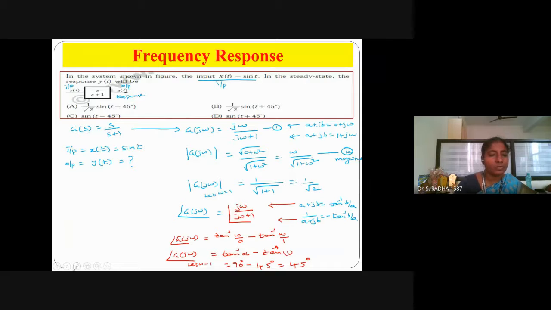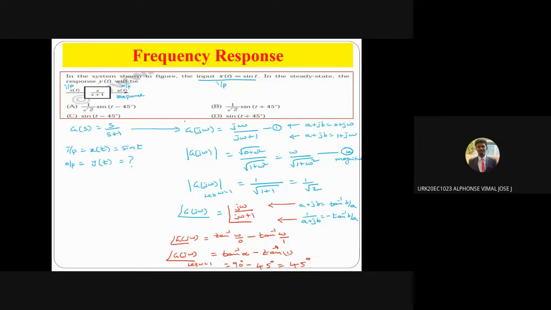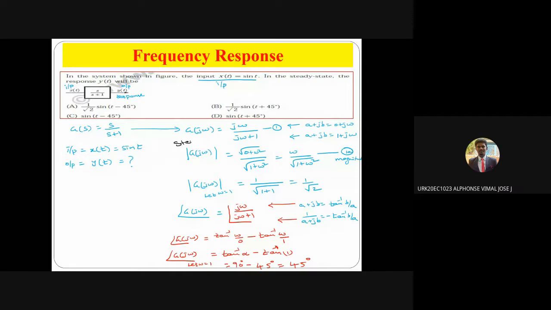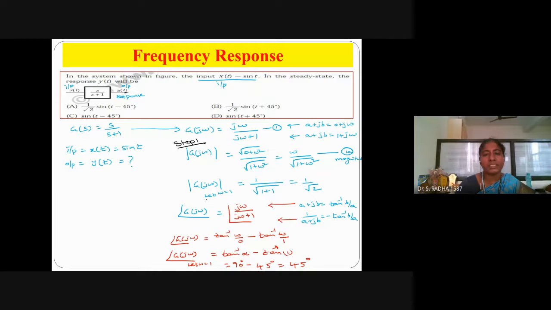Okay. So what I am trying to do... Excuse me, ma'am. Yes, tell me. Ma'am, can you tell why you have given omega equal to 1? It is an assumption. You can take any value. I am just taking some assumption.